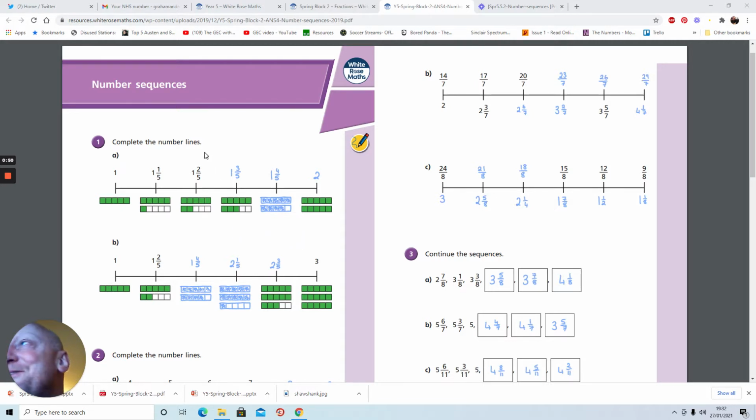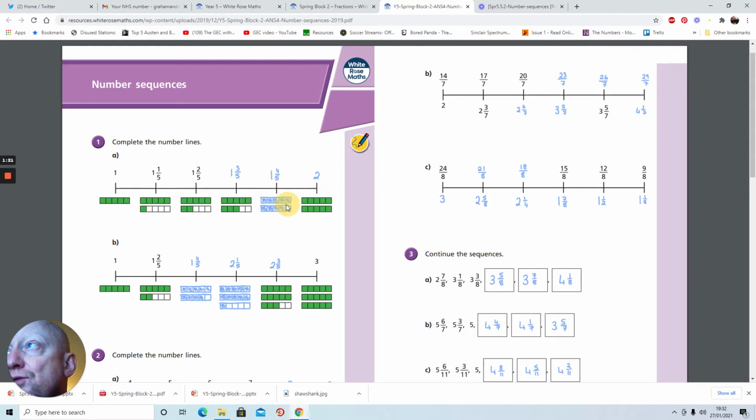Right, so the first one says complete the number line. So we start off with 1, 1 and 1/5, 1 and 2/5. And we need to put in the answer there. So the answer, of course, if we look at the sequence, is 1 and 1/5. And if you're not sure, you've got this visual down here. I think it's pretty straightforward. You can see what the pattern is. So 1 and 2/5, 1 and 3/5, 1 and 4/5, and of course this time it's not there.